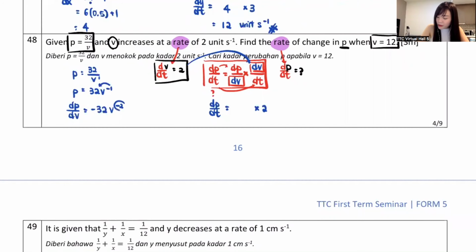My dear, power -2, you can always bring it down. So v power -2, I bring it out as power 2. Why I bring it out as power 2, just in case you don't know, okay?